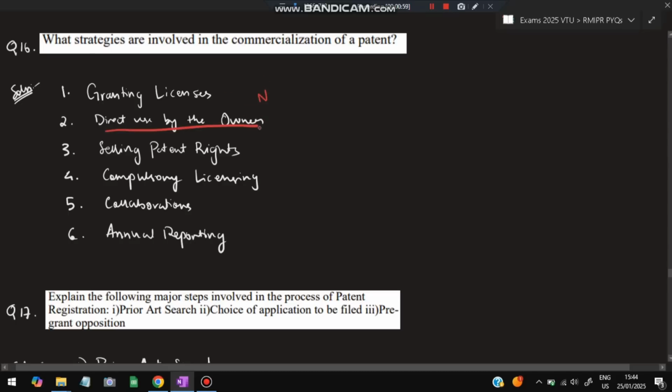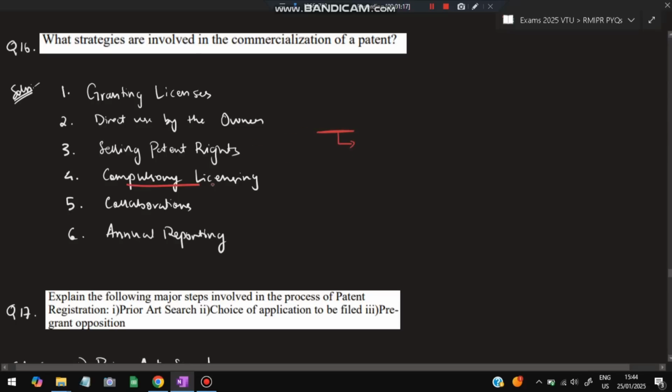Second is direct use by the owner. The owner will itself produce, manufacture and sell the goods to customers, and by that the owner can earn money. And the third one is selling the patent rights. If you sell the patent rights to someone else, they will pay some money to you, but they will have full access to that patent, and they can make use of it.